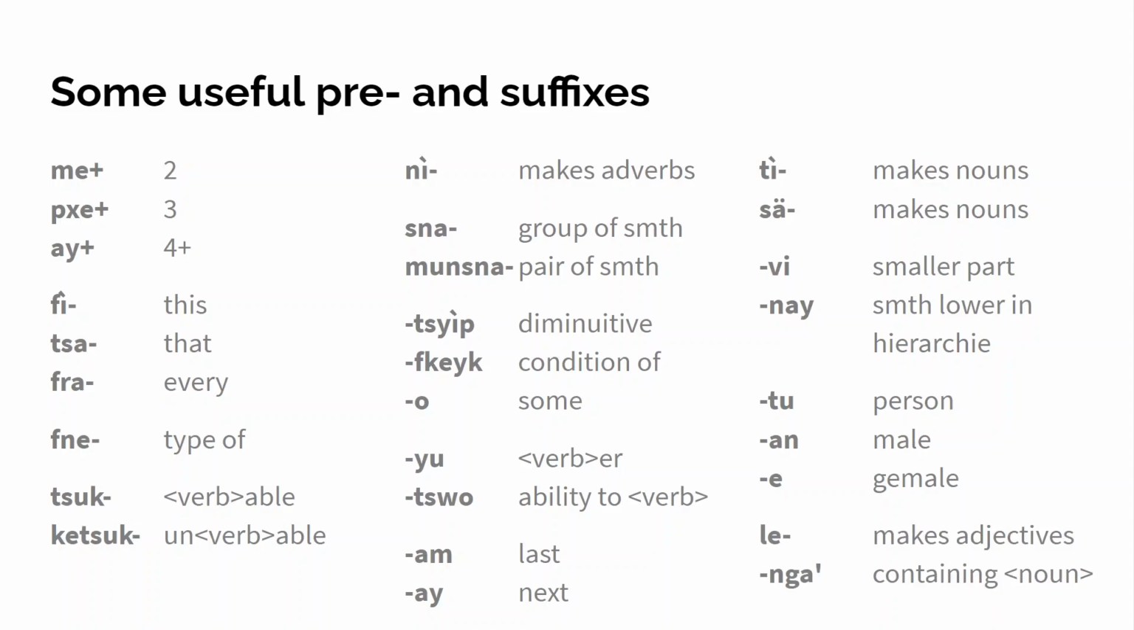Lastly, le and nga make adjectives. Le is just very general, it can make any type of adjective, and it's not really predictable what exactly it will mean. Nga usually means containing something. For example, pai nga is moist, so containing water. You can learn about all the different prefixes and suffixes in part 7.